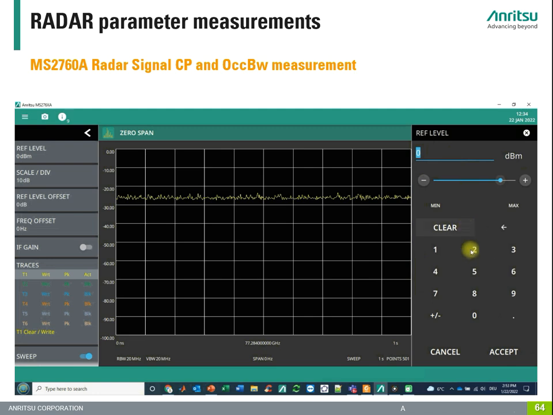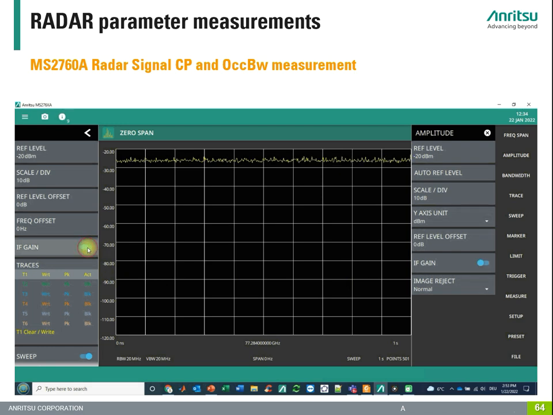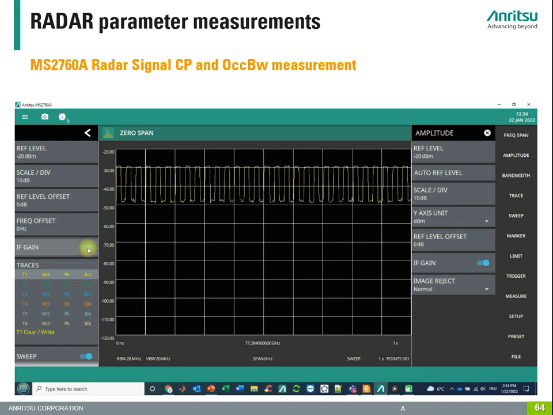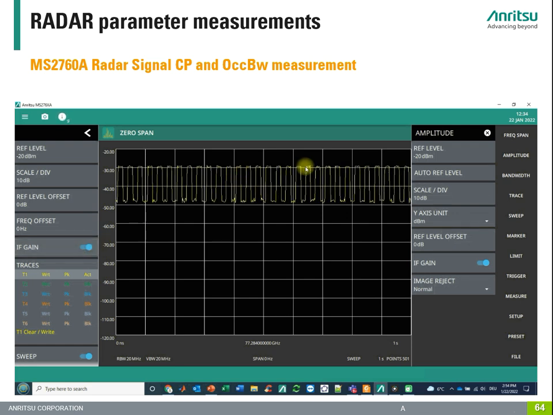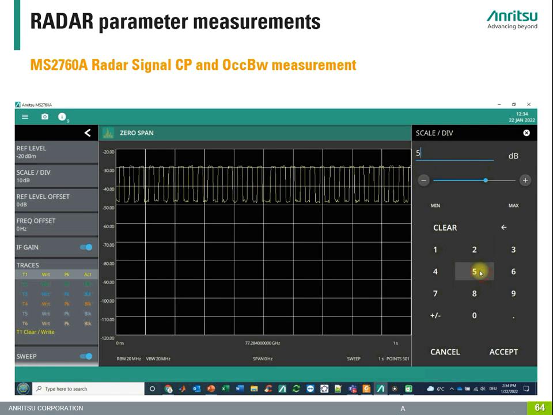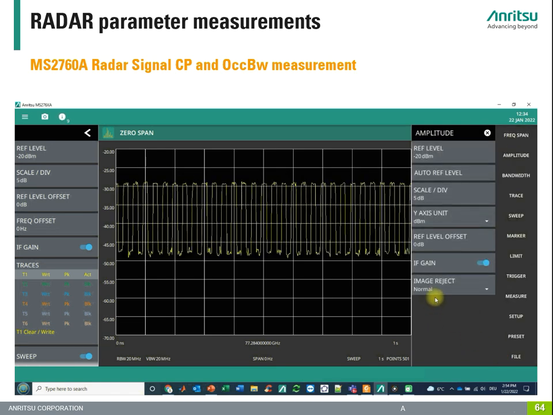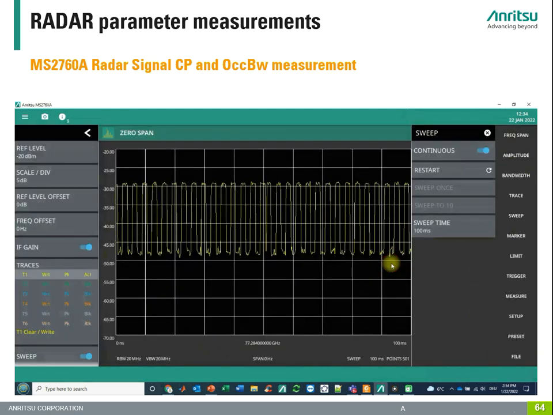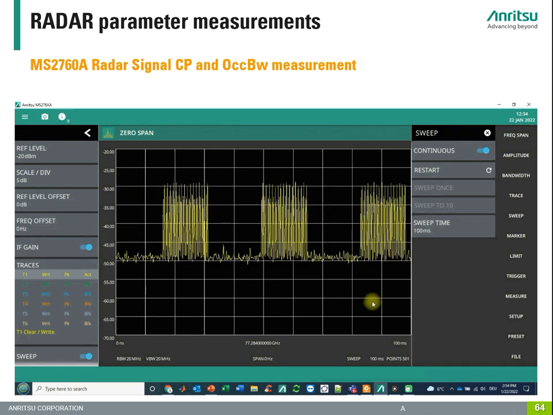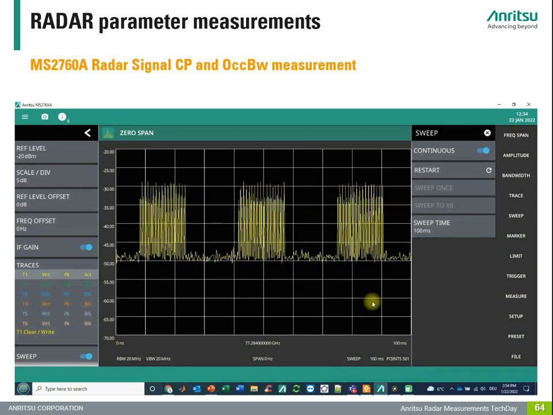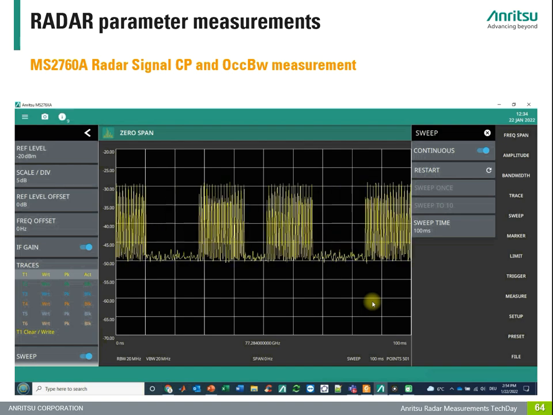We are going to a level of minus 20 dBm. We are switching on the IF gain. So here we can see already some incoming pulses. Let's adjust a little bit the y-axis scaling so that we see it in a better way. And if we are now switching over to a sweep time of 100 milliseconds, we can clearly see the different chirps of this automotive radar that are coming in.